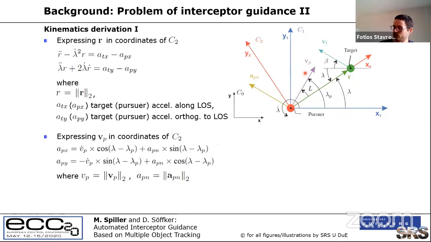The velocity vector Vp of the pursuer is differentiated once and expressed again in coordinates of the coordinate system C2. Then, the first equation is achieved for the x-axis and the second one for the y-axis. Finally, the acceleration of the pursuer can be replaced by the expressions given below.